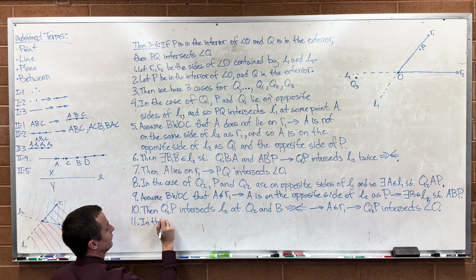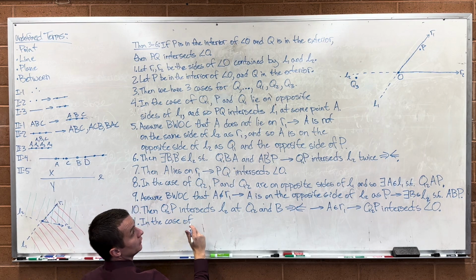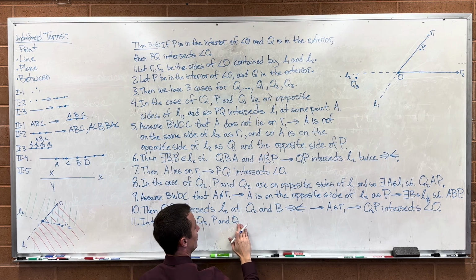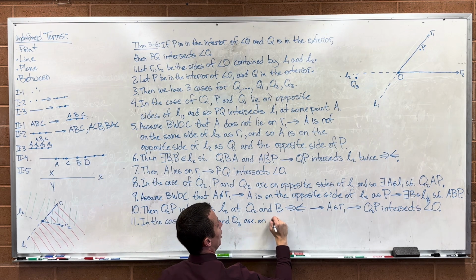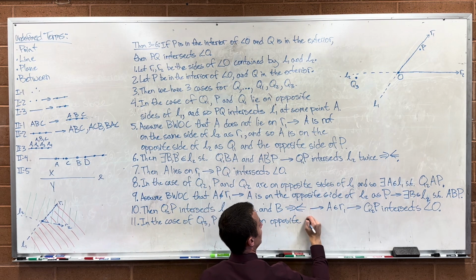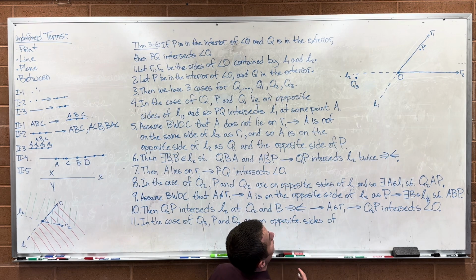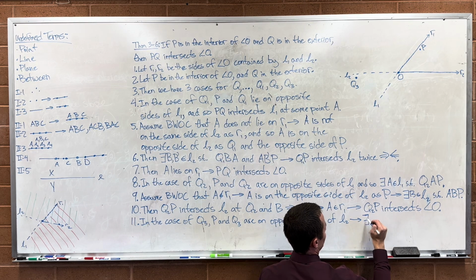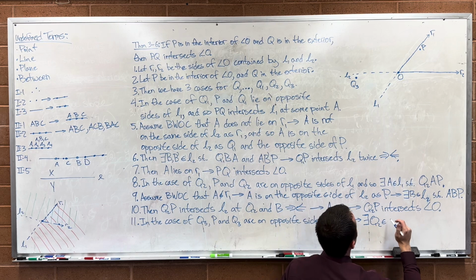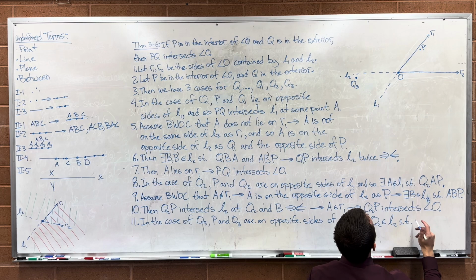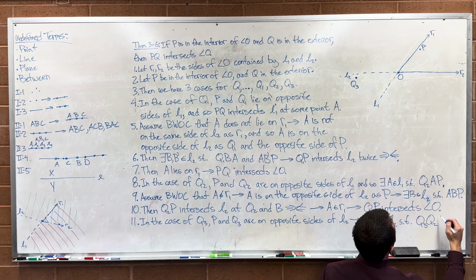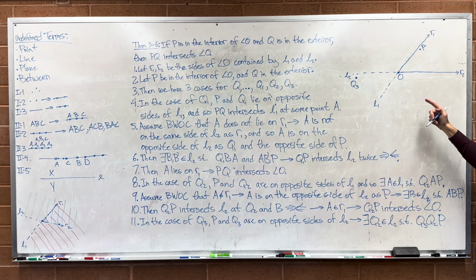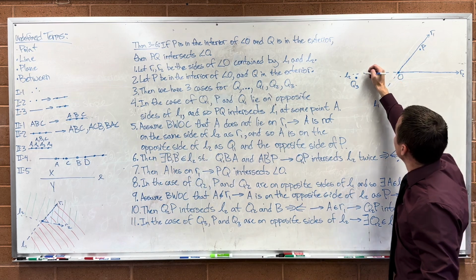So, 11. In the case of Q3, P and Q3 are on opposite sides of, which line do I want to say first? L2, which gives me that there exists some point, I'm going to call it Q2, and you'll see why in a second. There exists some point Q2 in L2 such that Q3, Q2, P. So, since Q3 and P are on opposite sides of L2, then there has to be some point on L2 between them, right? And I'm going to call the point between them Q2.